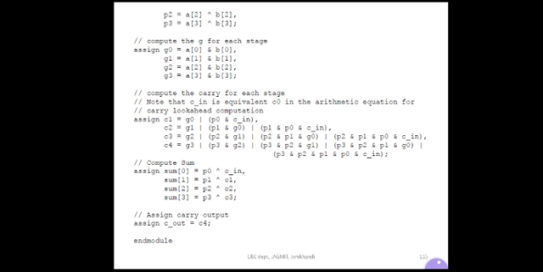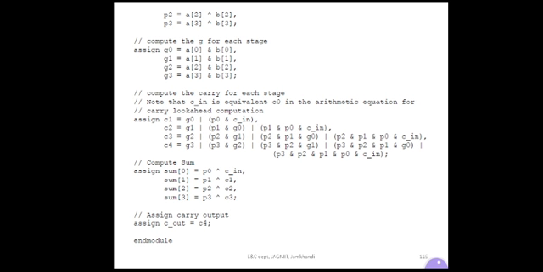Now compute the G, that is the generate signal for each stage. Again assign G0 is equal to, just convert those equations into Verilog HDL form. G0 is equal to A of 0 and B of 0. The dot means it is an AND operation, so use the operator here. A of 0 and B of 0, comma G1 is equal to A of 1 and B of 1, G2 equal to A of 2 and B of 2, and G3 equal to A of 3 and B of 3, termination sign.